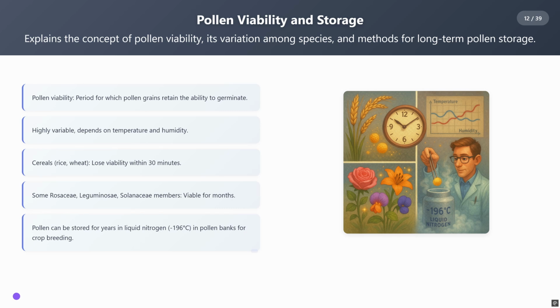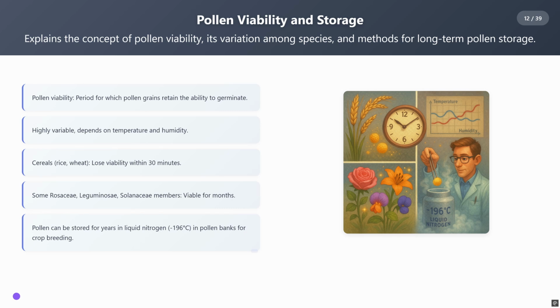And just like we can store animal semen for artificial insemination, it's also possible to store pollen grains from many plant species for years. We do this in liquid nitrogen at a super low temperature of minus 196 degrees Celsius. Minus 196. Yeah. These stored pollen grains are kept in what we call pollen banks, similar to seed banks. They're incredibly useful resources for crop breeding programs, allowing breeders to make crosses even when plants aren't flowering at the same time. That's a fantastic application of understanding pollen biology.